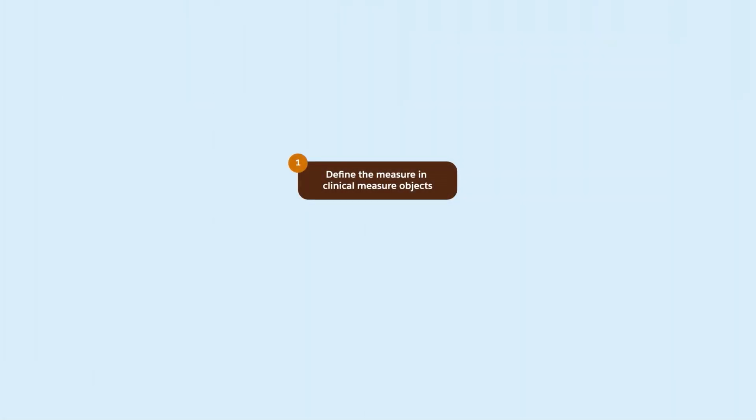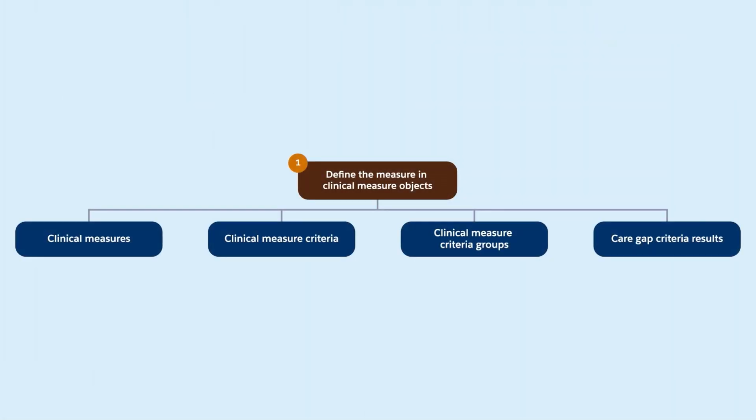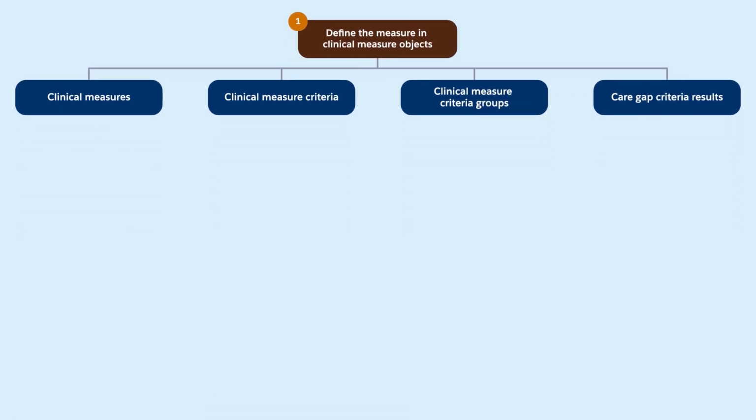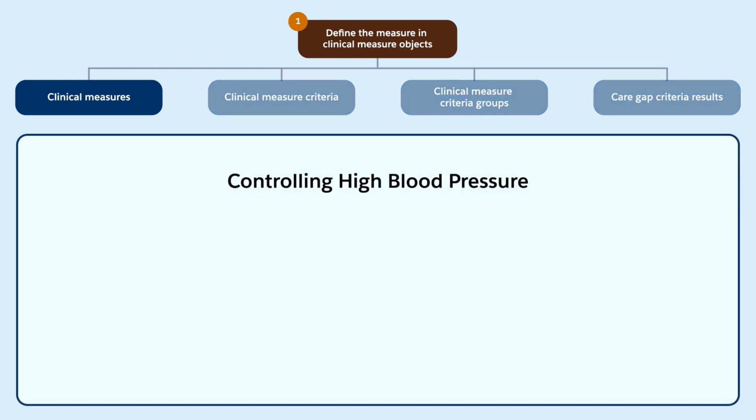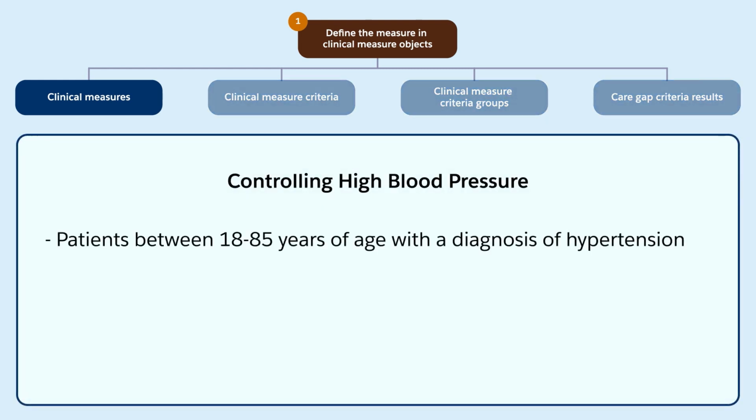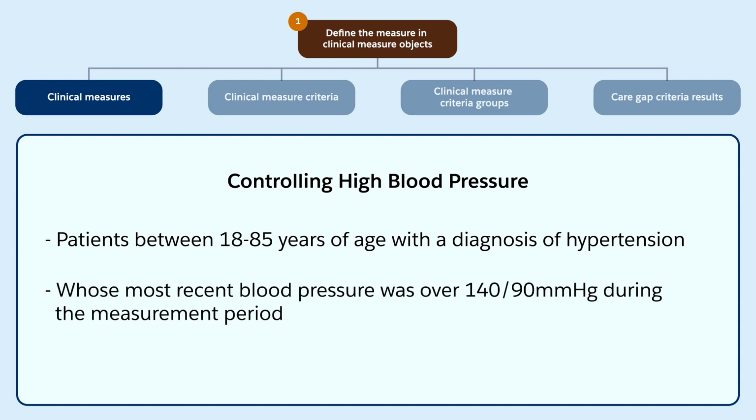Harriet stores the measure metrics in 4 measure objects. You'll shortly see how these objects relate to the evaluation process. She refers to the hypertension HEDIS measure to assess care gaps among patients whose blood pressure levels are outside the recommended threshold. Harriet defines the measure in the clinical measure record.